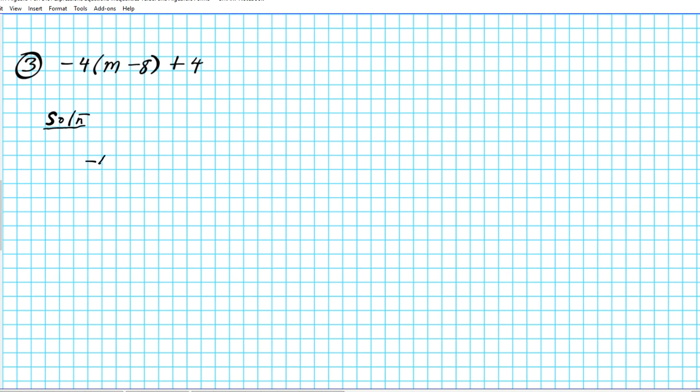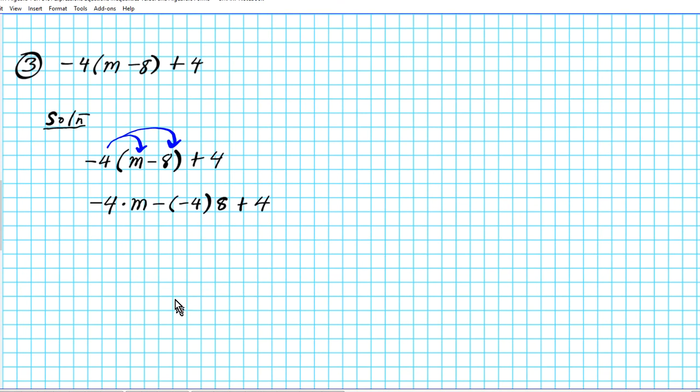Solution is as follows. We have negative 4 times m minus 8 plus 4. So we're going to start off by getting rid of this parenthesis by applying the distributive property. So negative 4 will be distributed to m and negative 8. So let's show our work. We have negative 4 times m minus negative 4 times 8 plus 4.